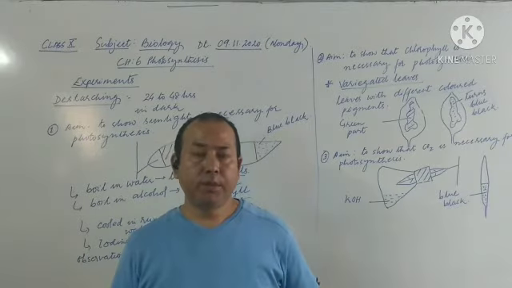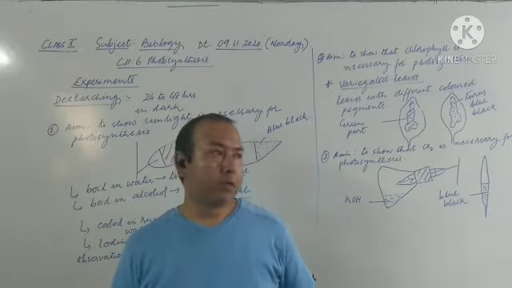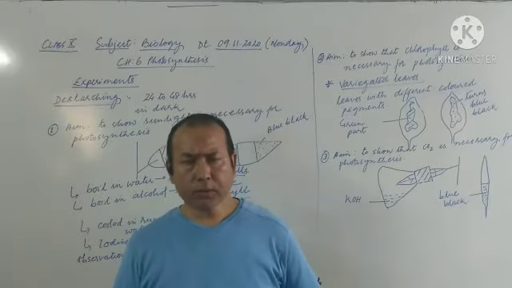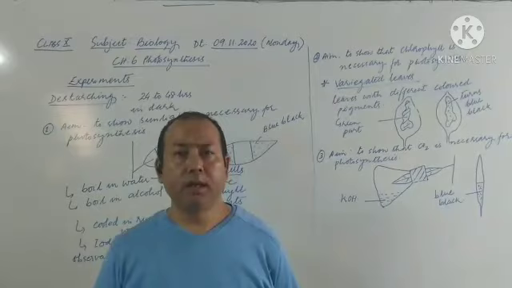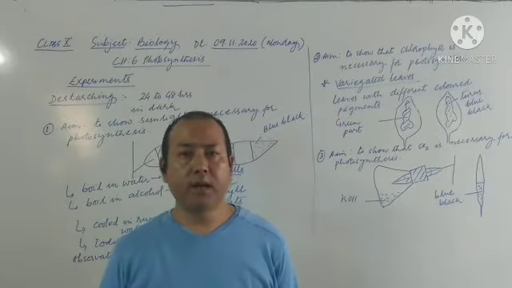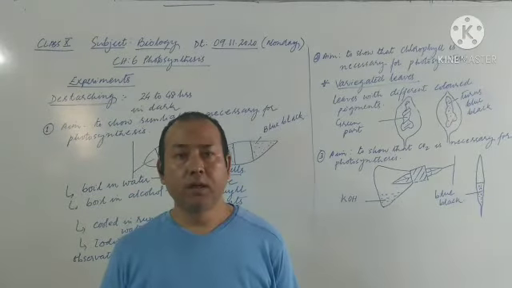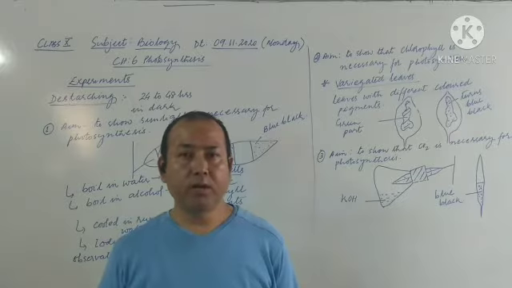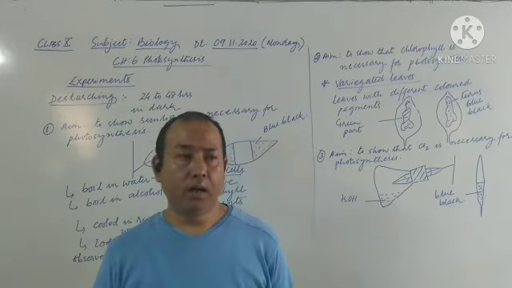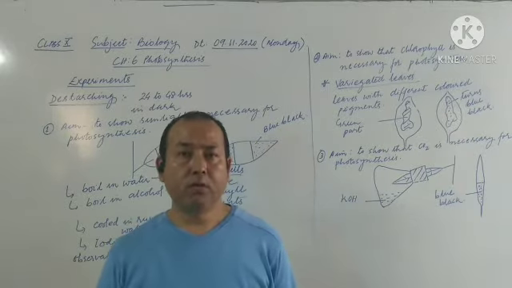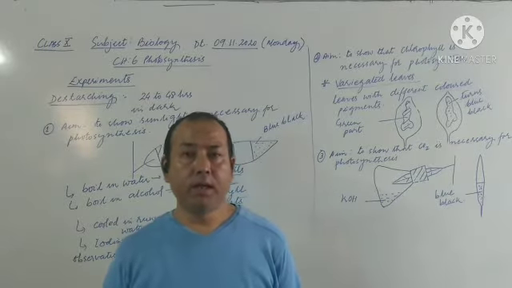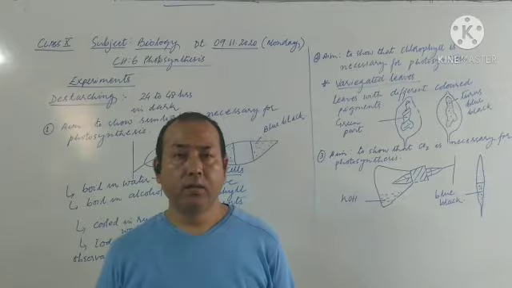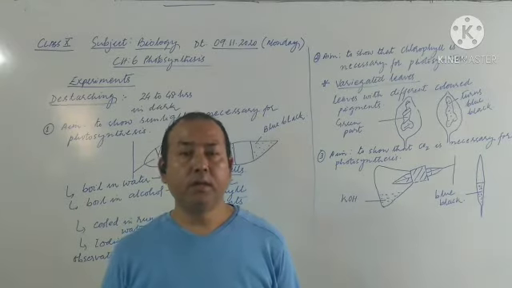Let's continue the same chapter. So far, we have discussed the external and internal factors that affect the rate of photosynthesis. After completing this topic, the next topic is the experiments related to photosynthesis. Students, you need to remember here that every year one question is asked from here.